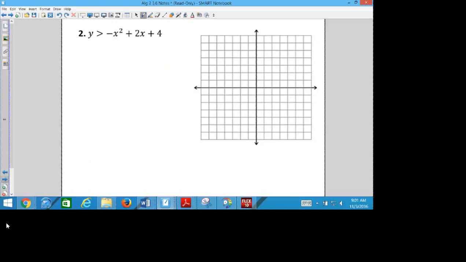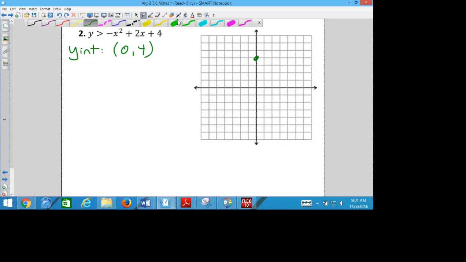All right, the next one, what do we find first? What do we find first? Y-intercept. 0, 4. Graph it. All right, for this one, I'm going to demonstrate finding the vertex by using -b/2a, which we had done in chapter 2. So I'm reviewing that if you'd like to use that method.